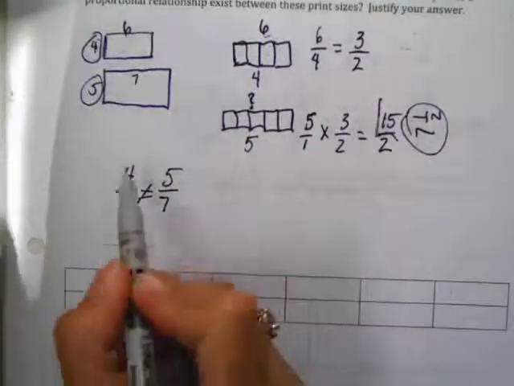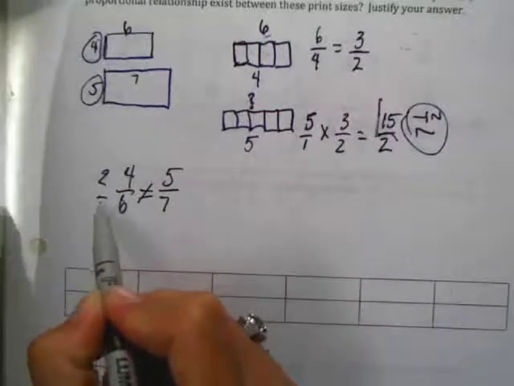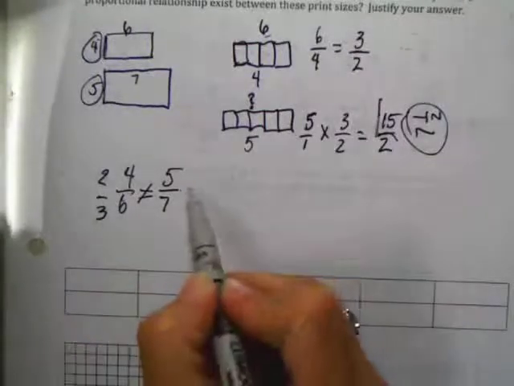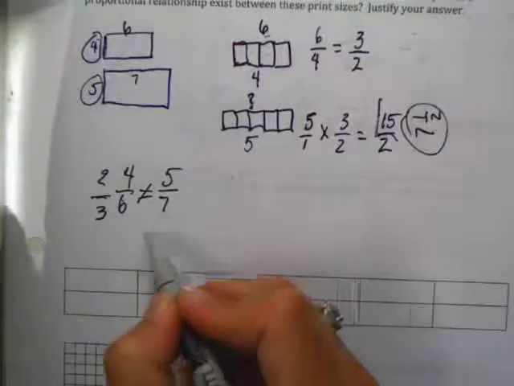And you can see pretty easily that 4 by 6, or if we reduce it, 2/3, is not going to be proportional to 5/7, which is already reduced. Okay, so that's how we can check.